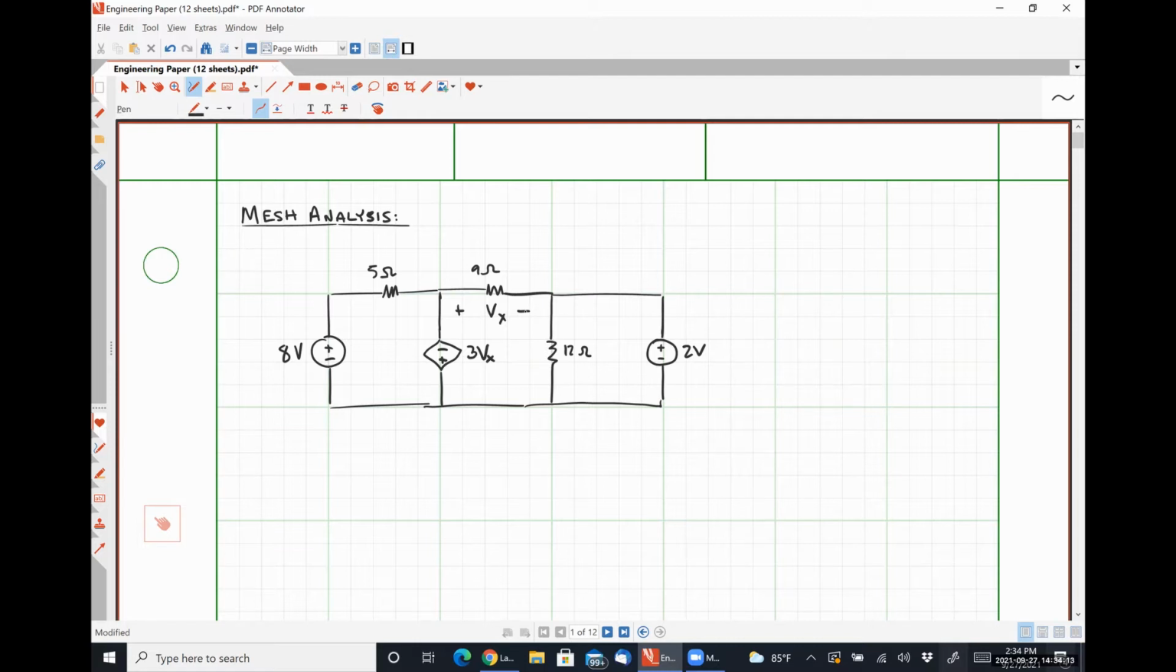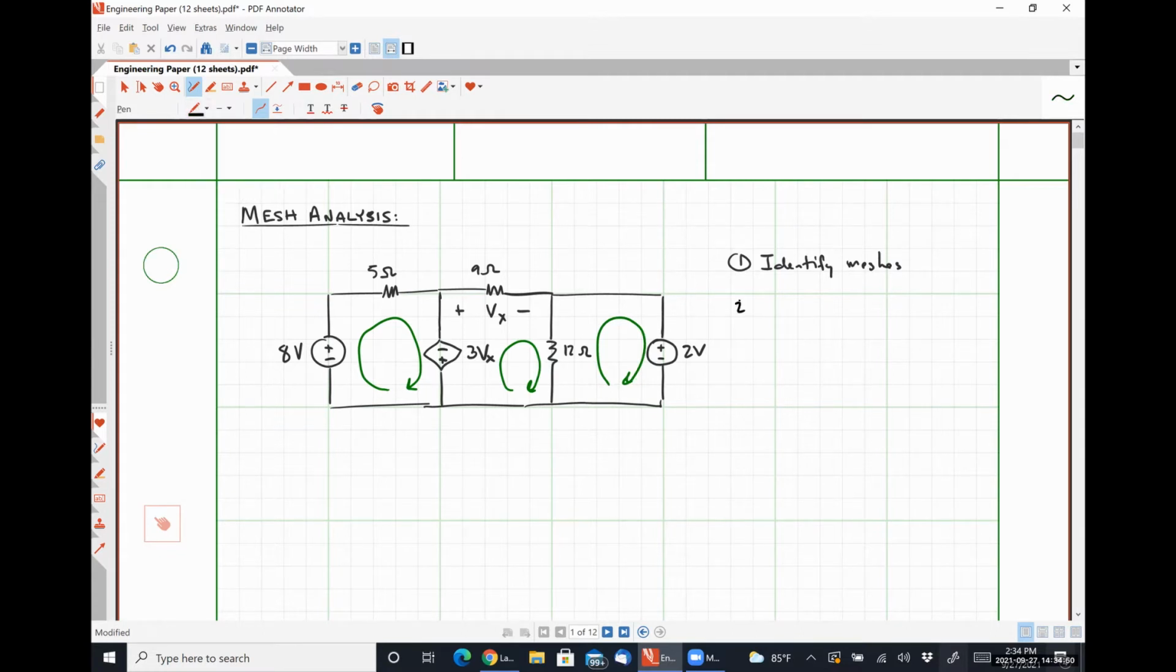So the first thing that we are going to do when applying the mesh analysis technique is to identify our meshes. So who of you can remember from literally the very first class meeting that we had what a mesh is? Exactly right. A loop that doesn't contain any smaller loops. So I could consider this loop a mesh, this loop a mesh, and this loop a mesh.